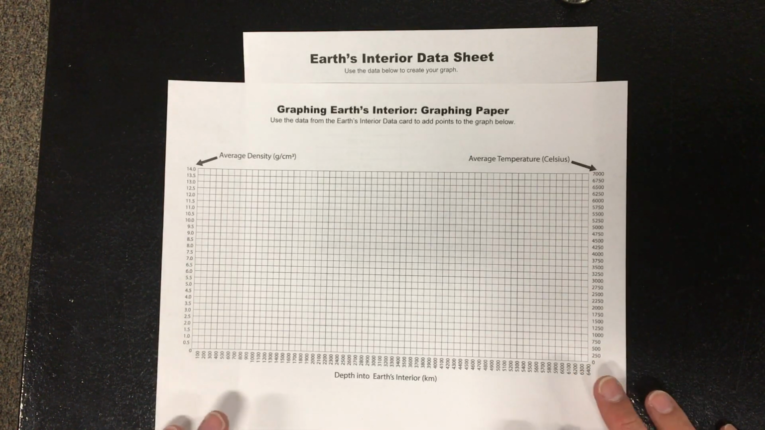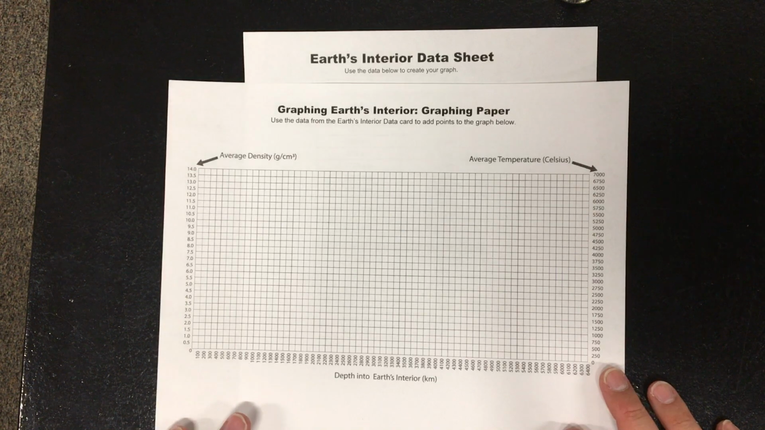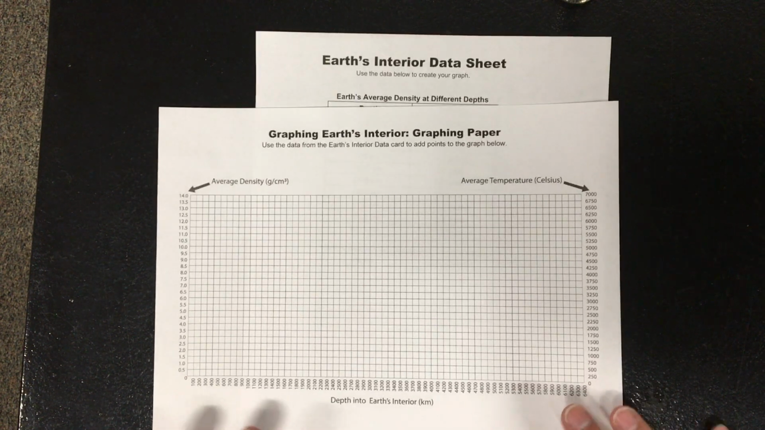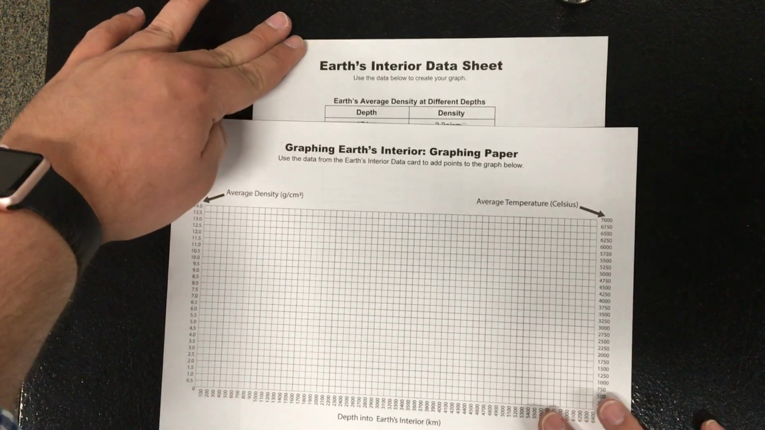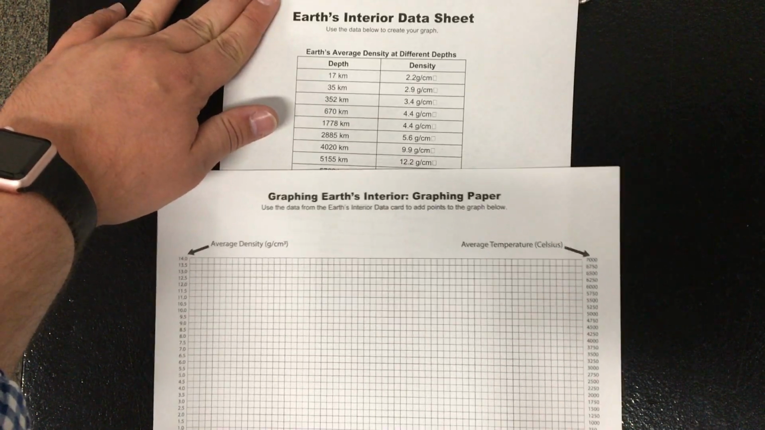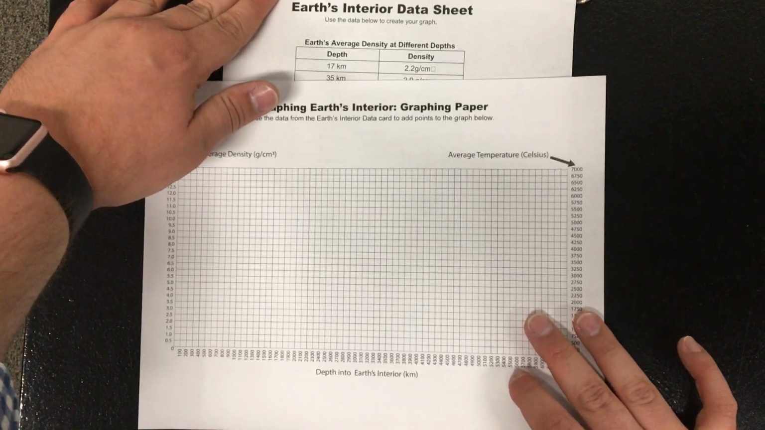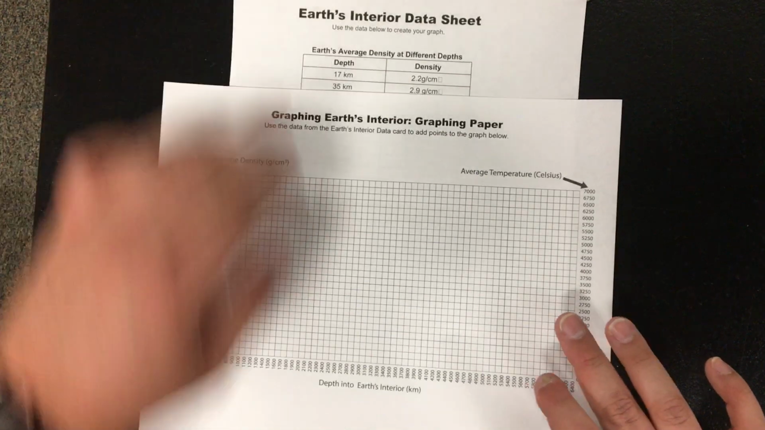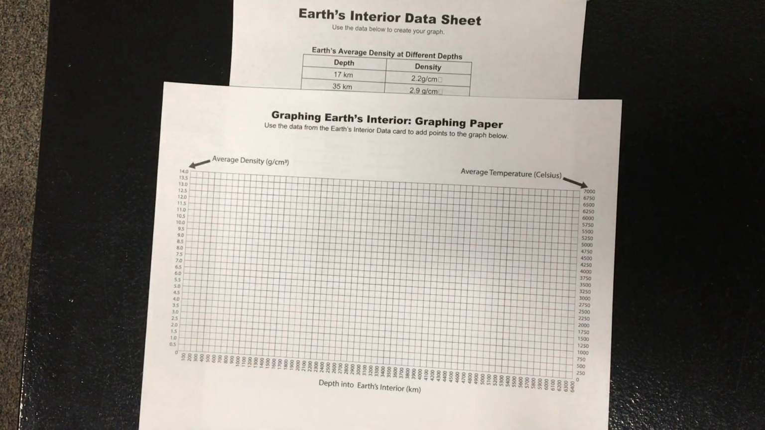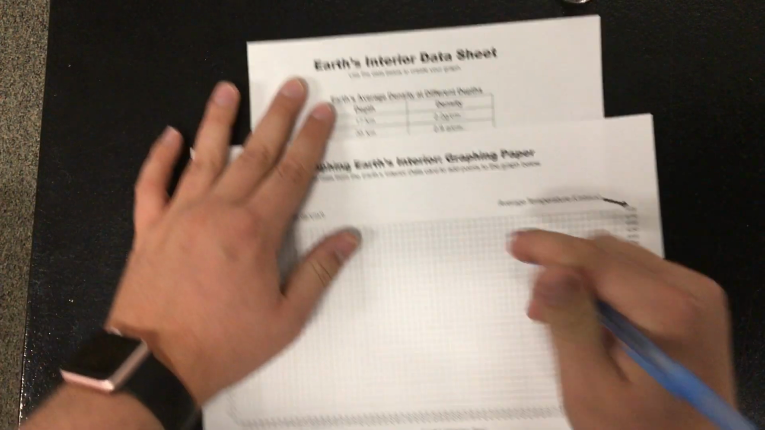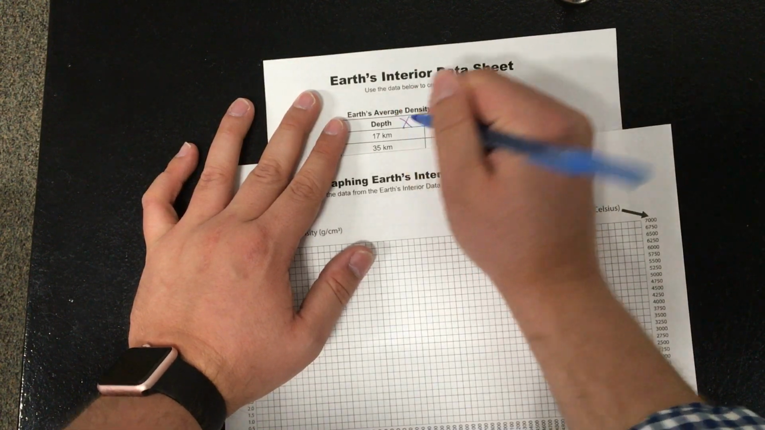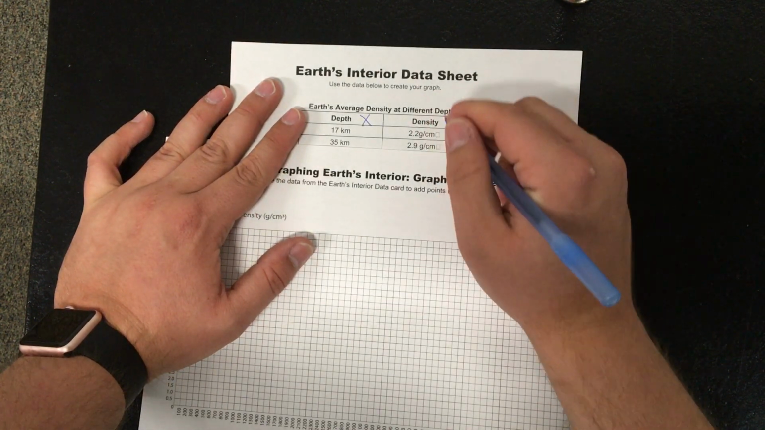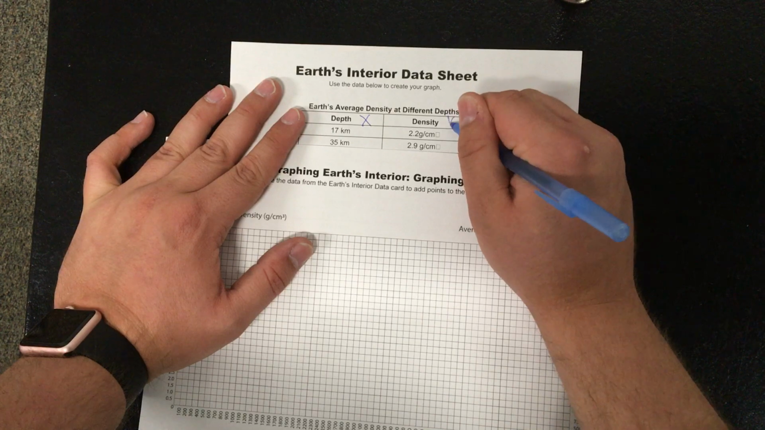So we've got two lines we're going to draw here. Since we have two y-axes, we're going to draw two lines. Now we're going to be doing the density line first. So let me just start right here. Our depth is obviously going to be our x, and the density will be our y.